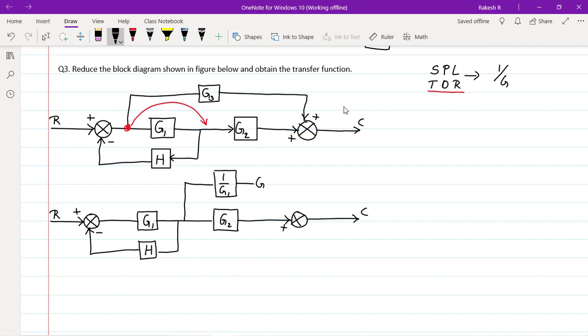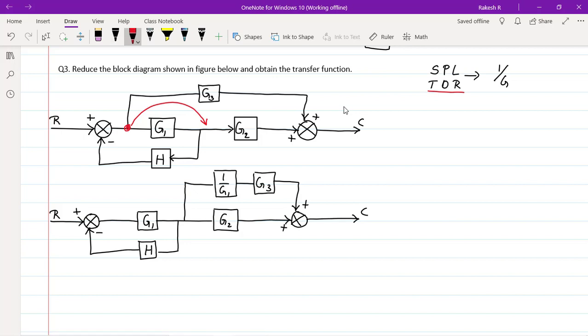Next we have G3 here, and that comes and associates with the summing point here. Right. Now what I have done, I have moved this summing point and takeoff point towards the right. Right. Next, what is the next step?